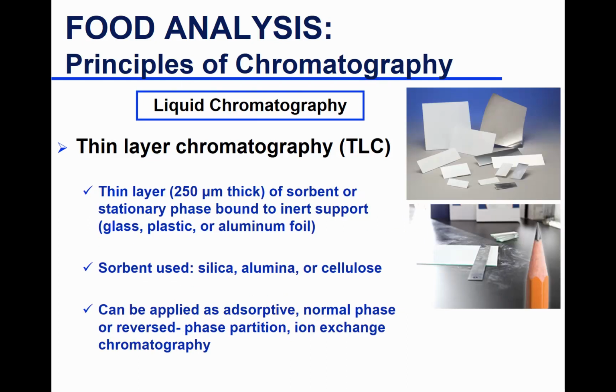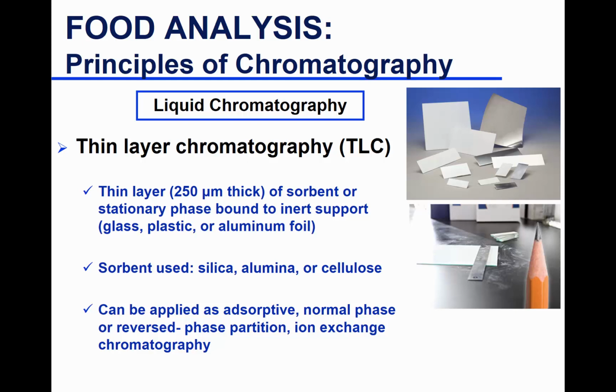This is the way we used to do it back when. We would get a square glass and clean it very well, dry it very well, and then prepare a slurry of silica, pour it and spread it out using a tool similar to a ruler. After we spread it out, we let it dry in the oven for a little bit, and once it dried, we could use it. Usually we make sure the thin layer is about 250 micrometer thickness, so it's a very thin layer of sorbent, and it's bound to an inert support: glass, plastic, or aluminum foil.